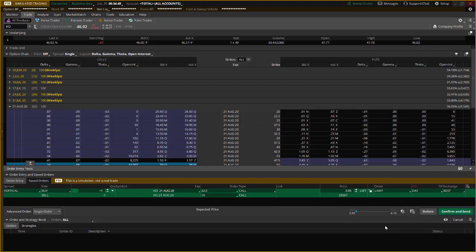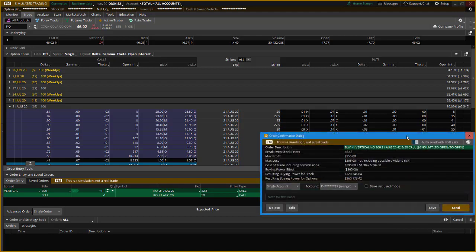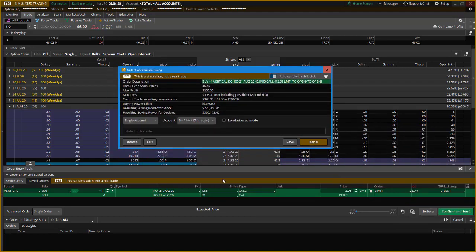Okay, but let's take a look at the risk reward in these trades. And this is what I'm talking about. Notice in this trade, my max profit is 355. My max loss is 395. So in that position, I'm taking close to a one-to-one trade. I can make about as much as I lose. I'm going to lose a little bit more money on this trade just because of the way the options are set up here.